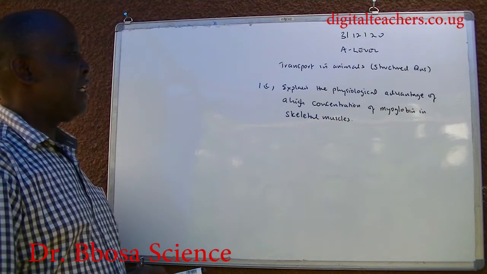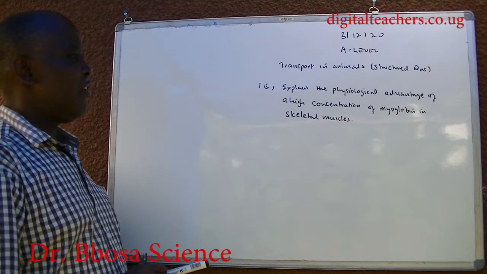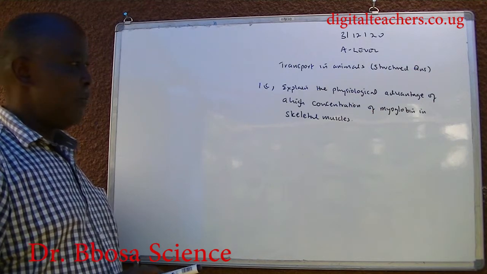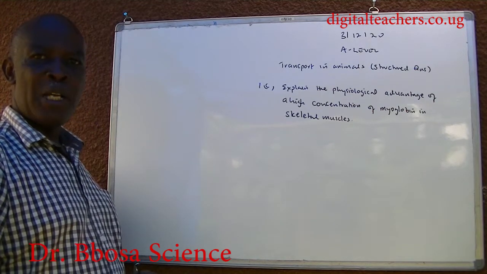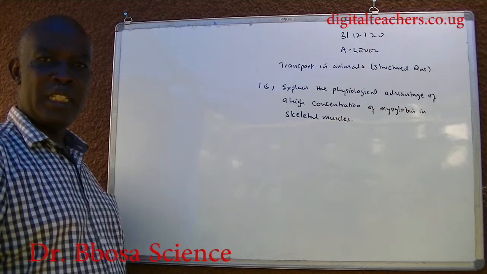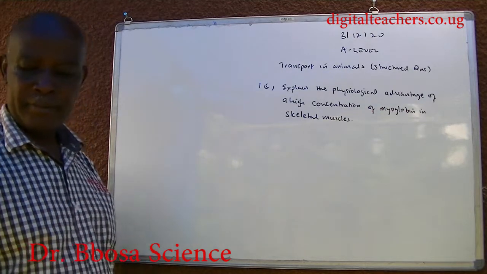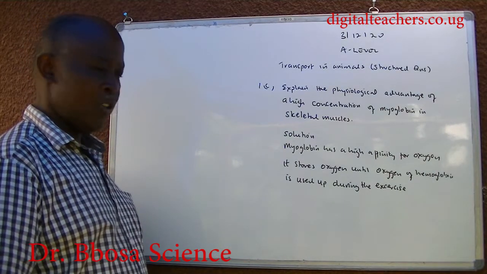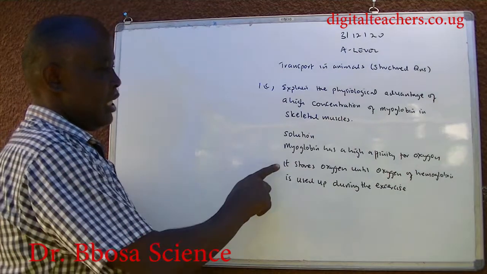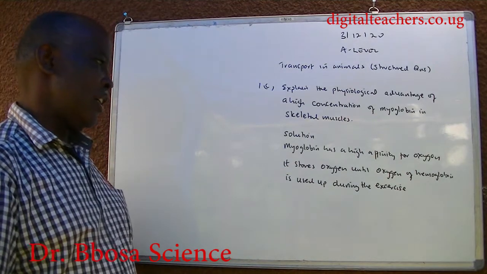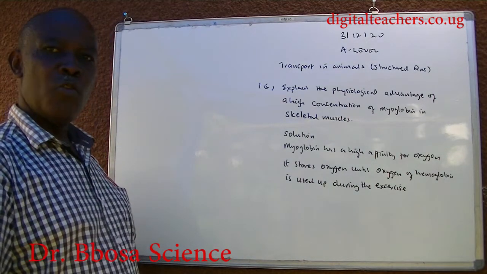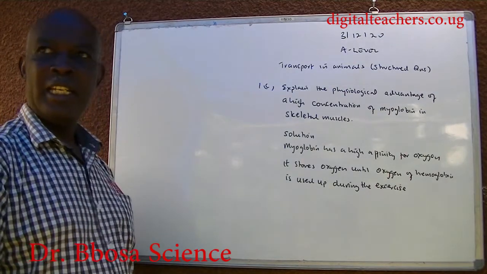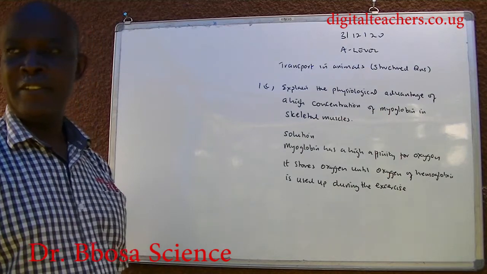1C, explain the physiological advantage of a high concentration of myoglobin in skeletal muscles. You can pause and answer. Myoglobin has a high affinity for oxygen. It stores oxygen until oxygen of hemoglobin is used up during the exercise.